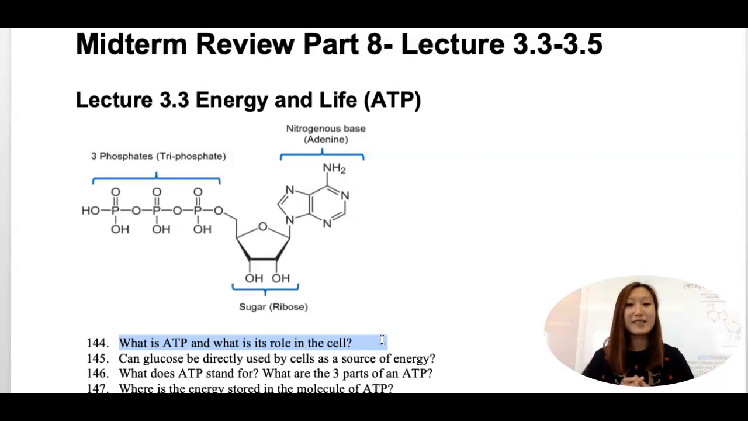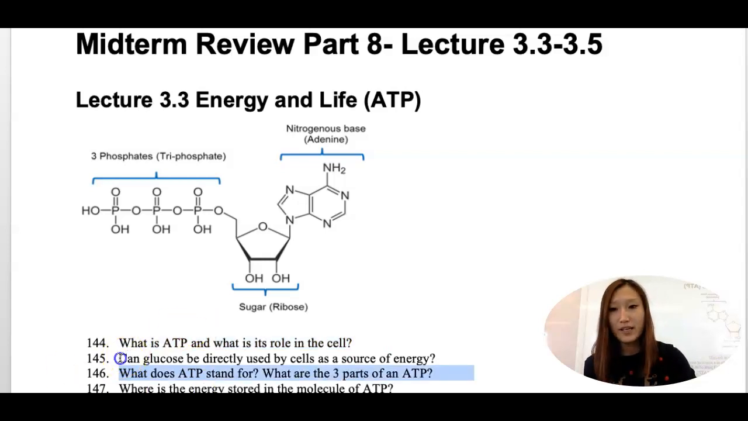So ATP is very unstable. It can break apart really easily and release its energy into the cell to allow work to be done in the cell. So ATP's role in the cell is to power cell activities or serve as energy.